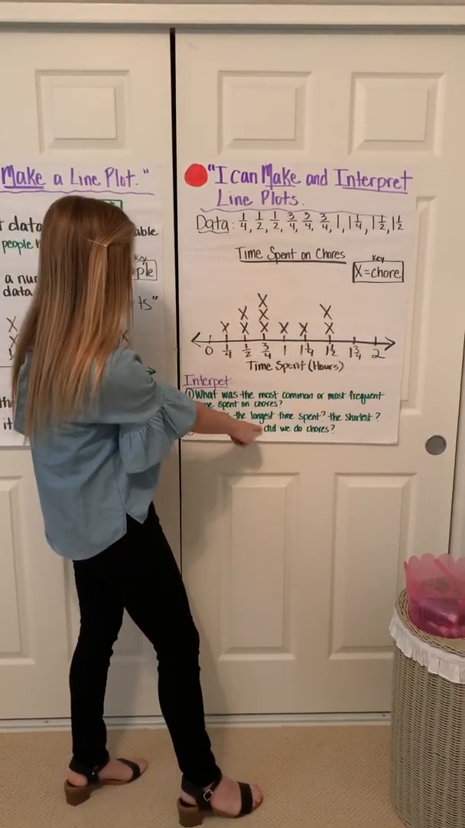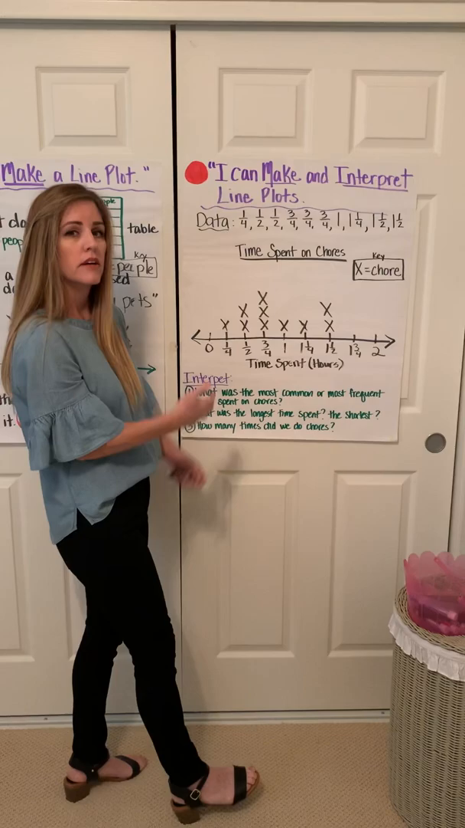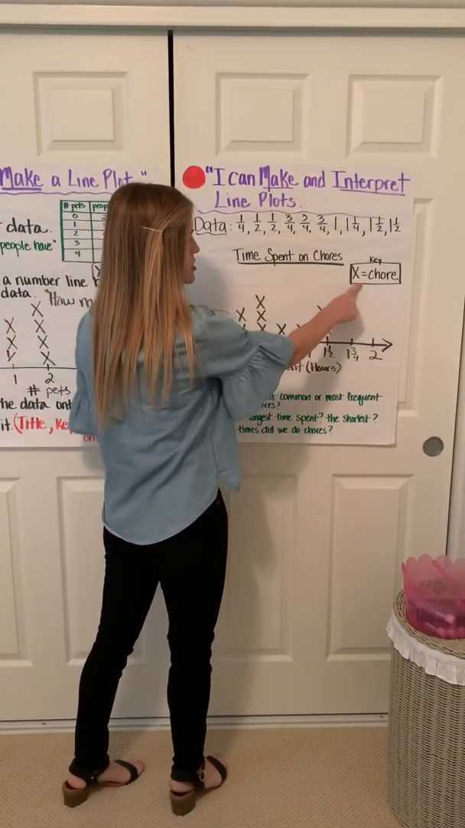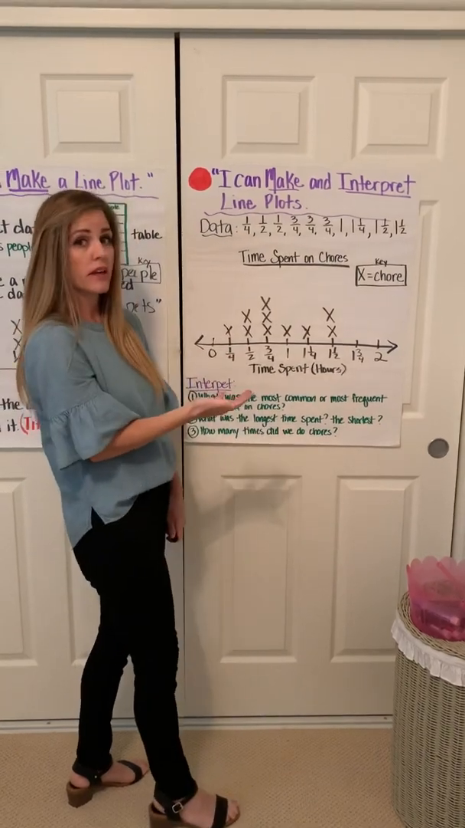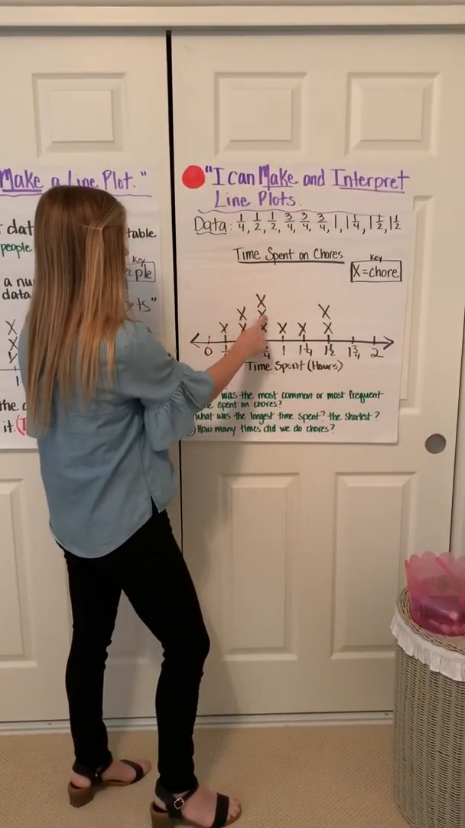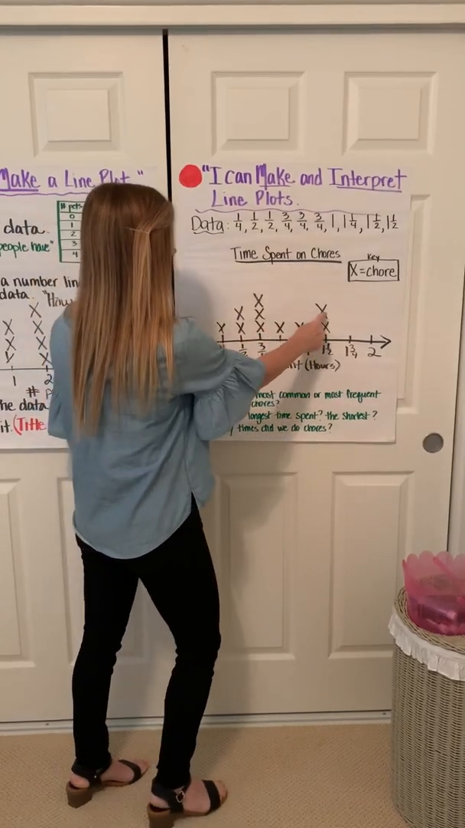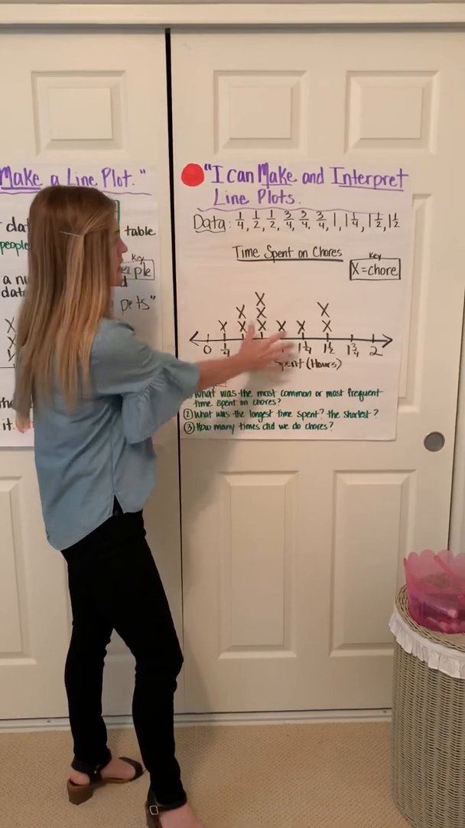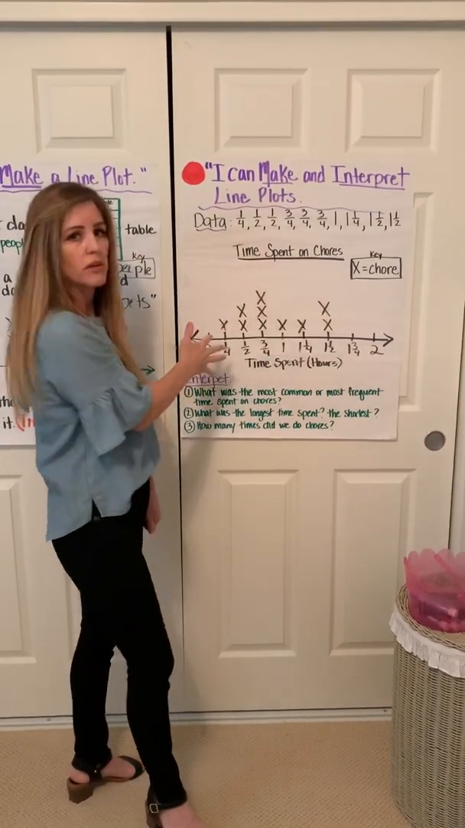How many times did we do chores? How would we figure that out? Well, we know that the X represents the chore, so I would count how many X's I have to see how many chores were done. 1, 2, 3, 4, 5, 6, 7, 8, 9, 10. 10 chores. So that's interpreting the data. This was making the line plot.